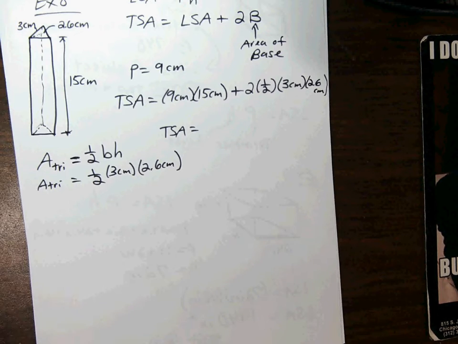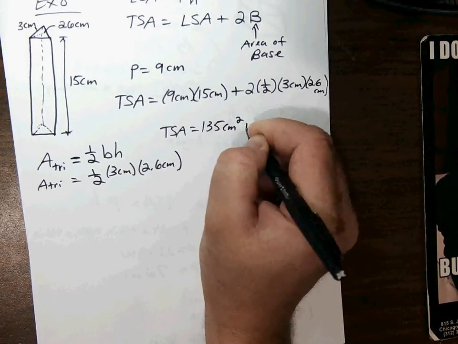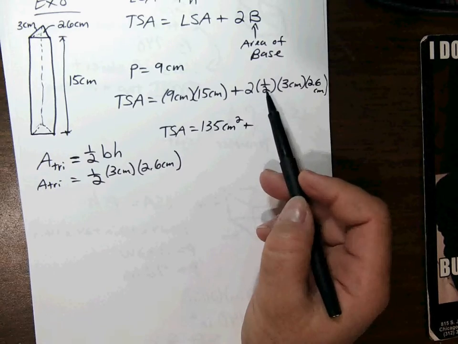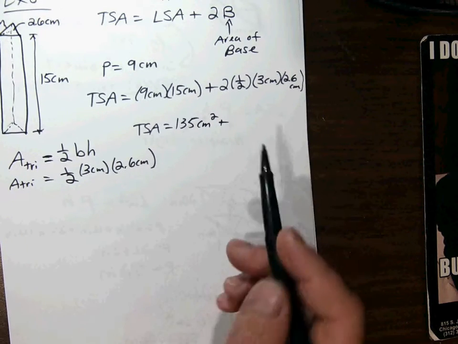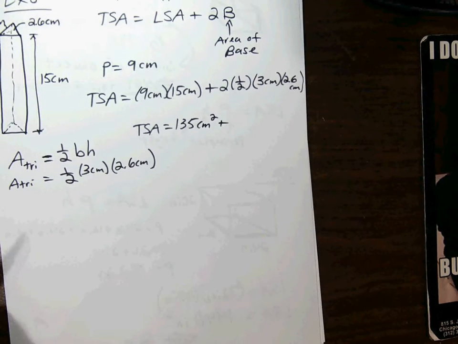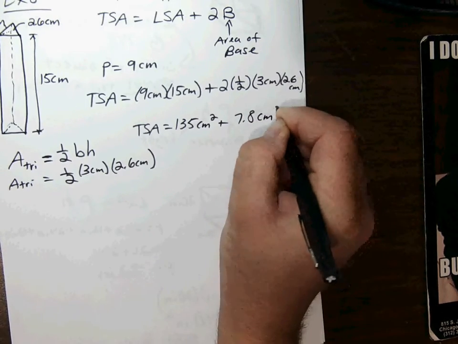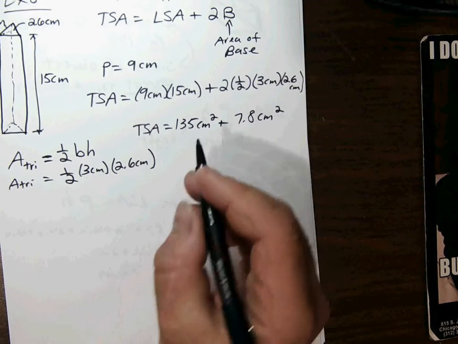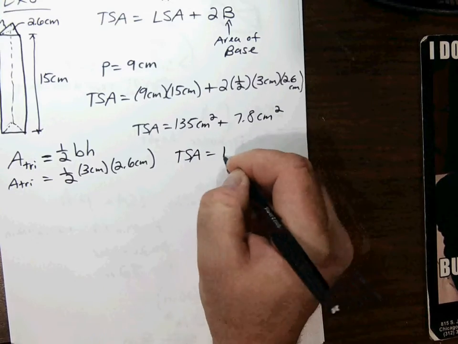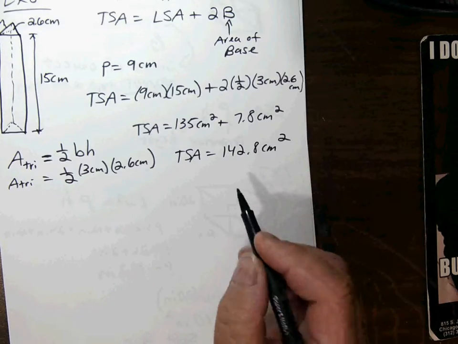Total surface area is 9 times 15, 135 centimeters squared, plus the 2 and the 1/2 cancel each other out, right? 2 times 1/2 is 1. So it's just going to be 3 times 2.6, 7.8 square centimeters. So when I add 135 and 7.8, I have 142.8 square centimeters.